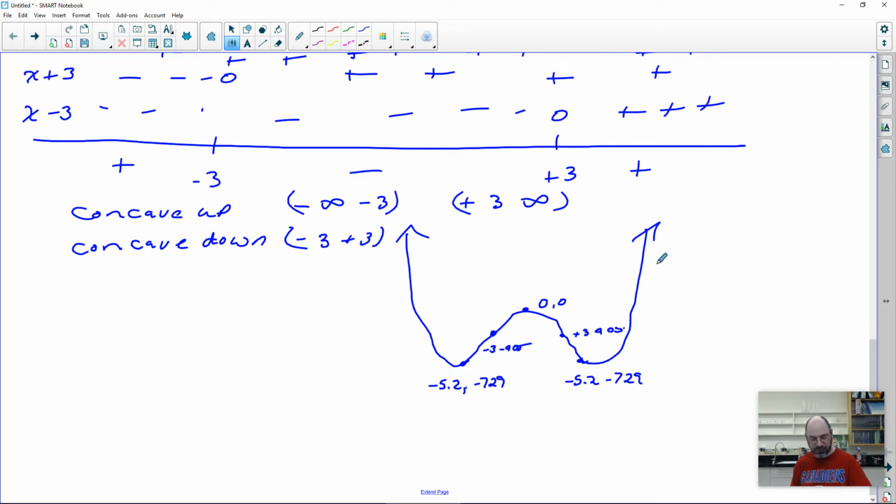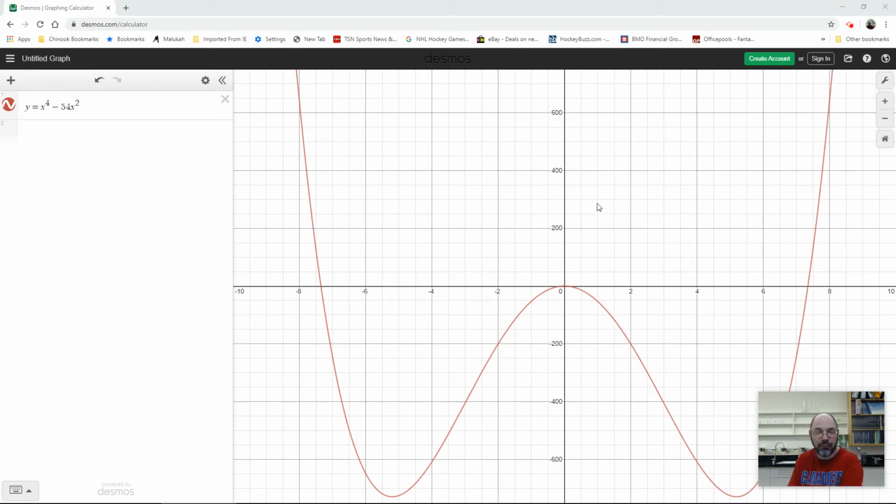That takes us to about 20 minutes. We'll do one more example. I'm going to pause this and find a second example to do. And I'm also going to put this up on Desmos to show you what it would look like, just to double check our work. Okay, so I put it into Desmos.